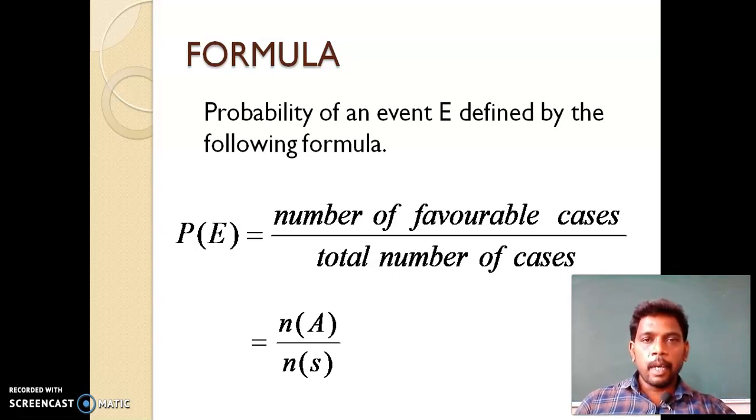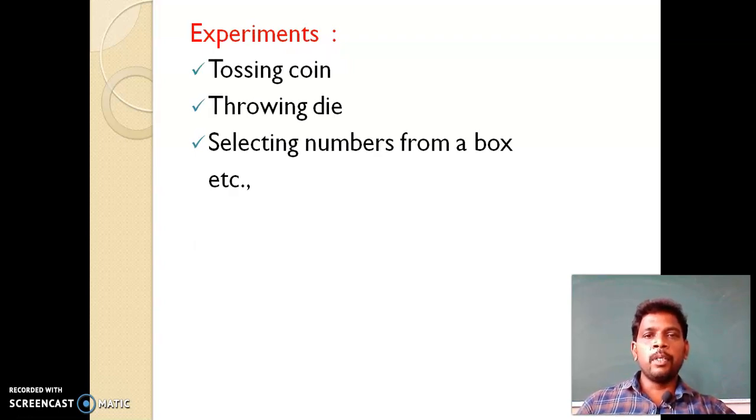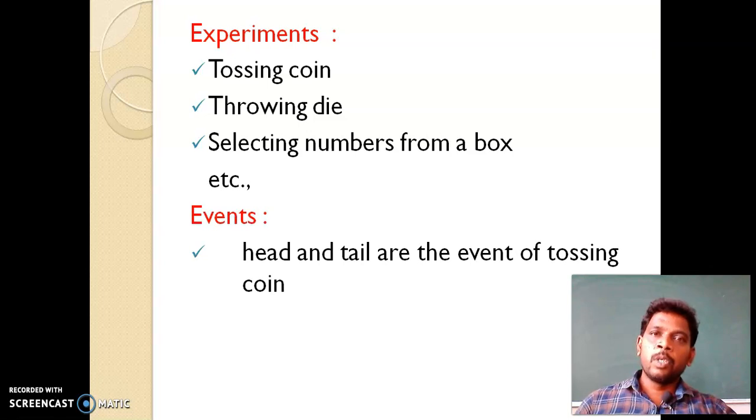In the last class I explained the difference between experiments and events. Experiments are things like tossing coins, throwing a die, selecting numbers or something from a box. Everything like this is called an experiment, and the outcomes of the respective experiments are the events. In tossing a coin, what are the events? Only two elements are there, head and tail. When you toss the coin, it may show head or tail. So they are the events.